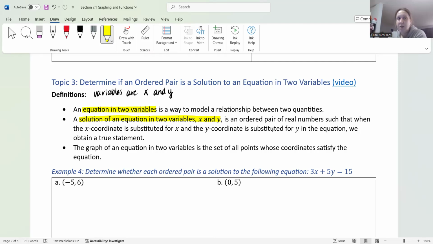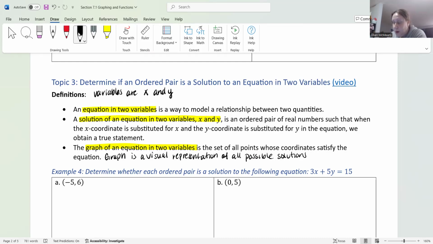Now, here's the thing that's a little bit tricky. When you're dealing with the graph of an equation in two variables, it is the set of all points whose coordinates satisfy the equation, okay? So when we talk about the graph of an equation in two variables, it represents all possible solutions. So that's a little bit tricky. So the graph is a visual representation of all possible solutions. Okay, so that's another thing we have to think about.